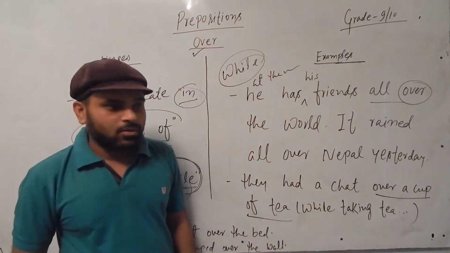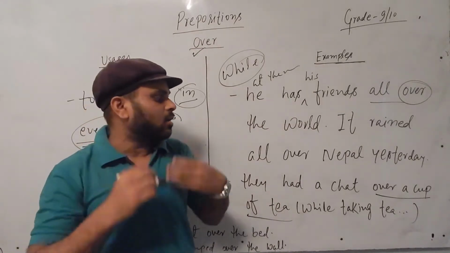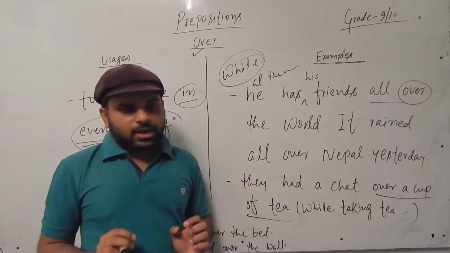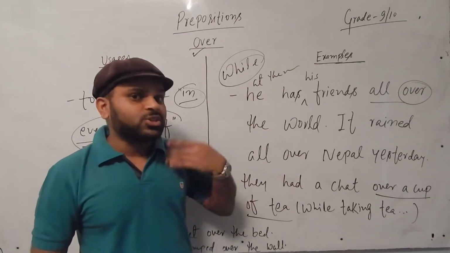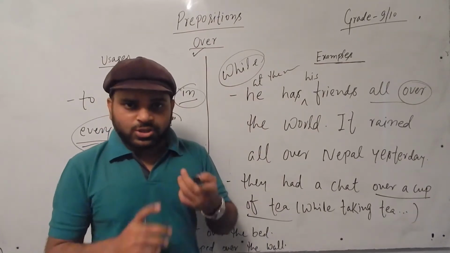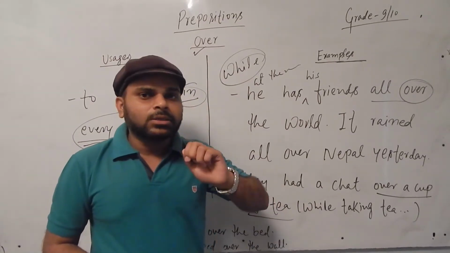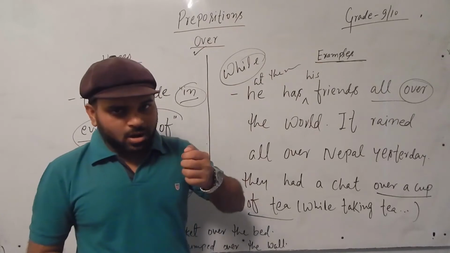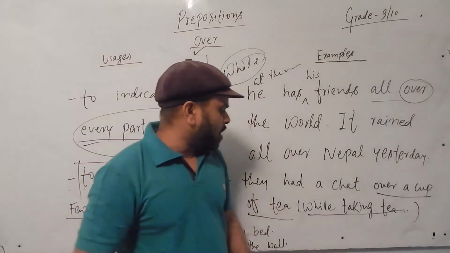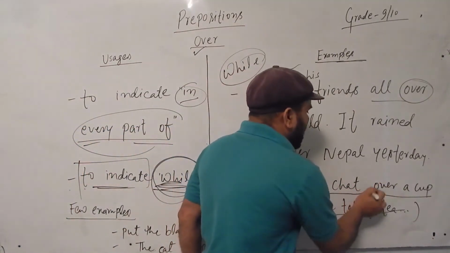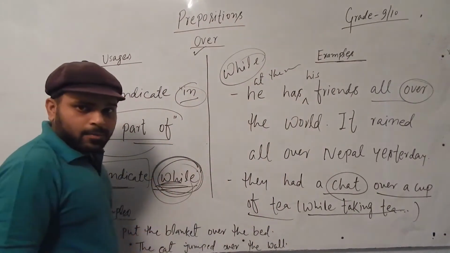What does it mean? What is the sentence trying to say? They have a chat over a cup of tea. They are not having a cup of tea silently, not talking with each other, not reacting, no. They were talking with each other. At the same time, they were having tea. So, in fact, while they had a cup of tea, we are talking about why.